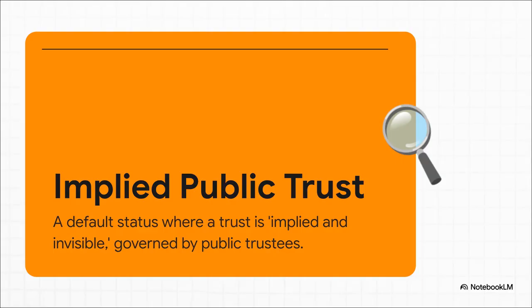And this right here is the critical point. In this implied and invisible state, the argument is that your assets are technically being managed by public trustees. So what does that mean? It means you don't actually have the final say. It leaves your property wide open to claims or administrative actions that you might find really hard to fight off.